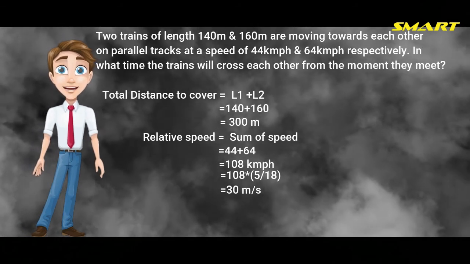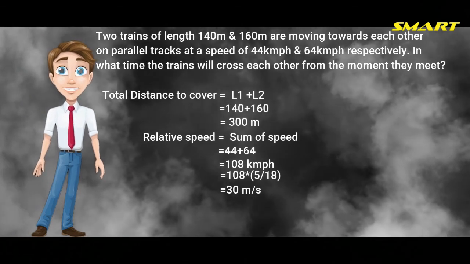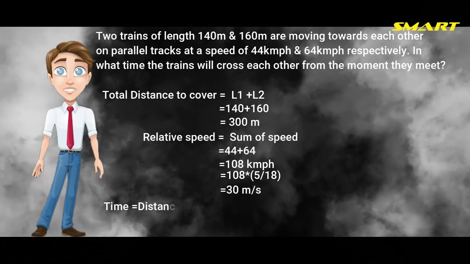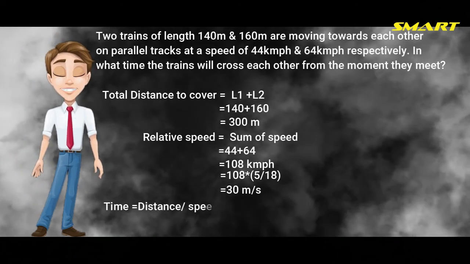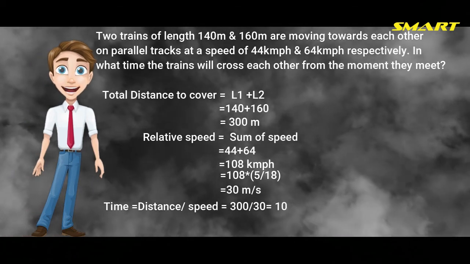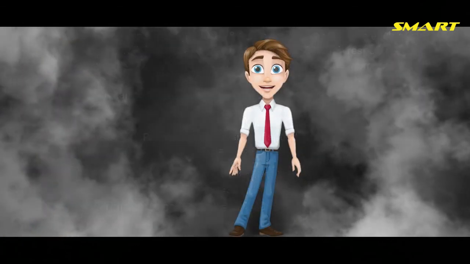And now we have distance and speed, and in the question we have to find out the time, and time is distance divided by speed. Here distance is 300 and speed is 30 meter per second. On dividing that, we'll get an answer as 10 seconds. Hope you understood the solution.